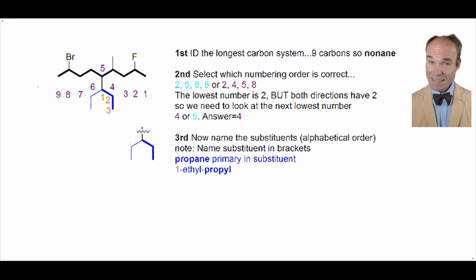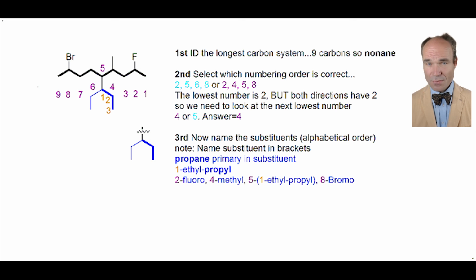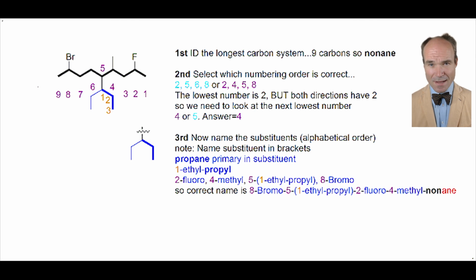Okay, let's look at all the substituents within the molecule now. We have 2-fluoro, 4-methyl, 5-(1-ethylpropyl), and 8-bromo. Now we need to put them in alphabetical order. So we are looking at 8-bromo, 5-(1-ethylpropyl), 2-fluoro, 4-methyl, nonane.